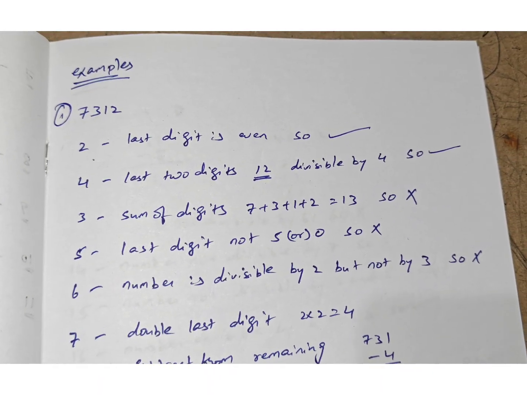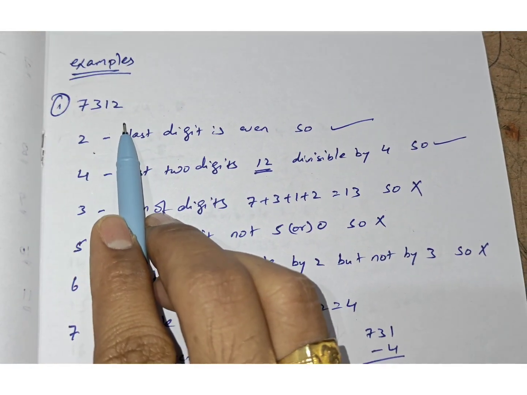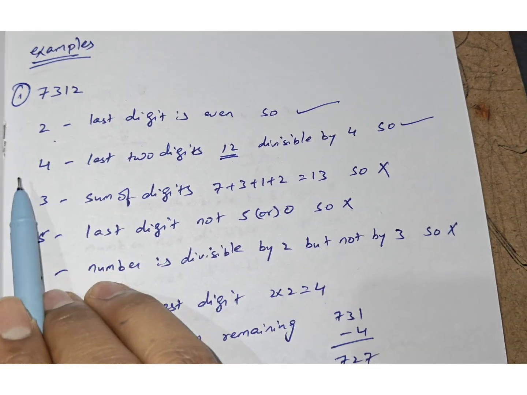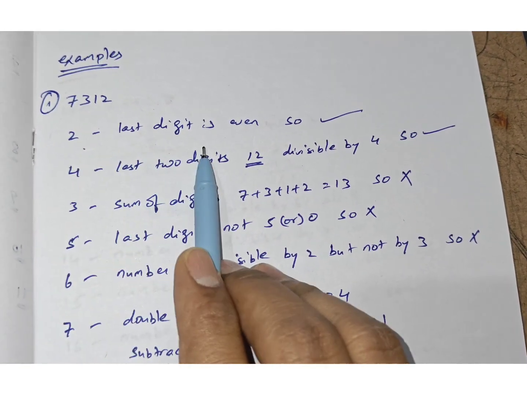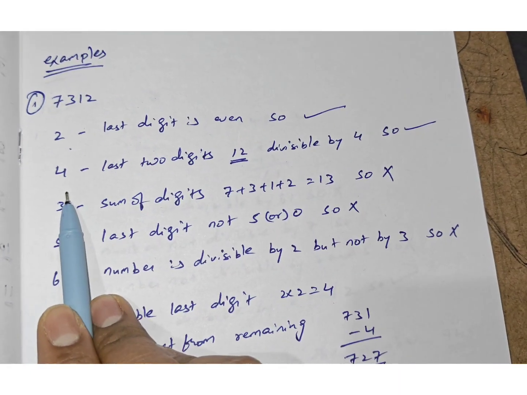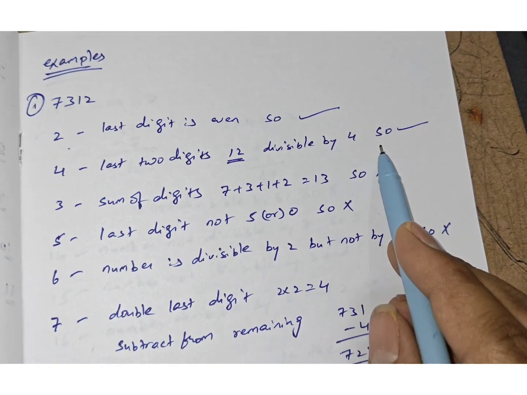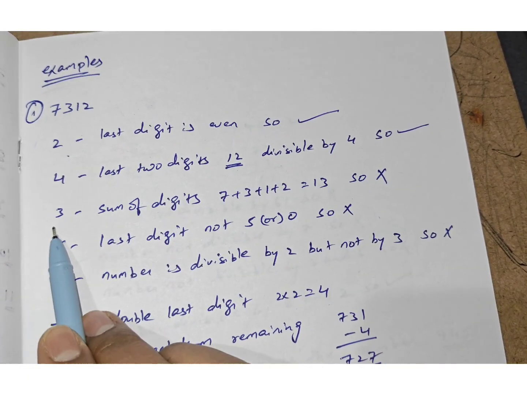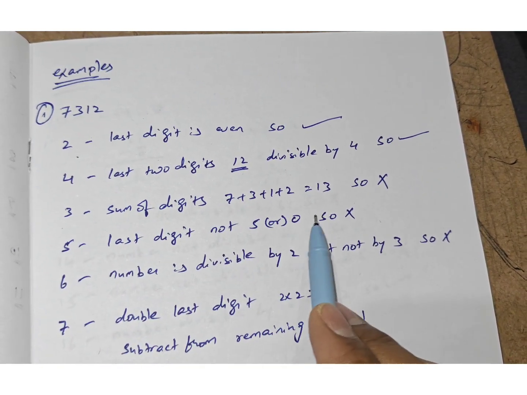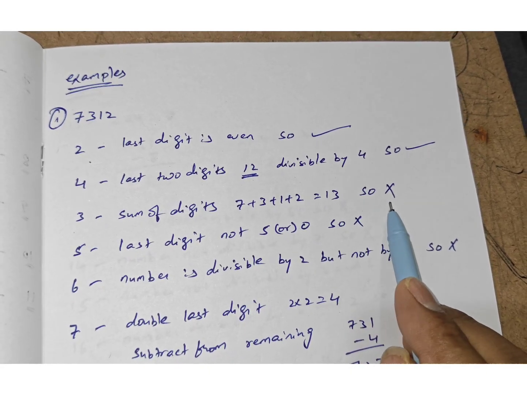Now let us try to understand the concept with an example. Let us determine for the number 7312 whether it is divisible by 2, 3, 4, etc. For the divisibility rule for 2, the last digit is even for this number, so it is divisible by 2. For the divisibility rule for 4, the last two digits, 12, are divisible by 4, so it is divisible by 4. For the divisibility rule for 3, the sum of digits 7 plus 3 plus 1 plus 2 should be divisible by 3, but it is not. Here in this case it is 13, so it is not divisible by 3.